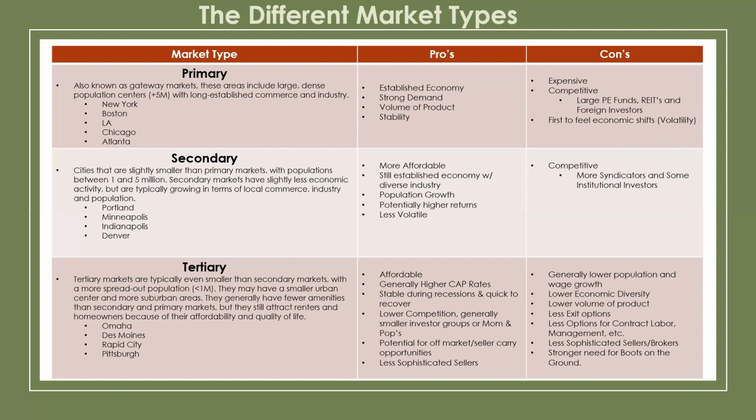Then on the cons, generally lower population and wage growth. We'll talk about why that's very important in the next few slides here. Generally, the lower economic diversity, lower volume of products, so just less buildings out there, less apartment communities, which really means less options, less exit options for that. So you really need to be careful when you're planning that out on time of exit. Maybe you have some contingency plans.